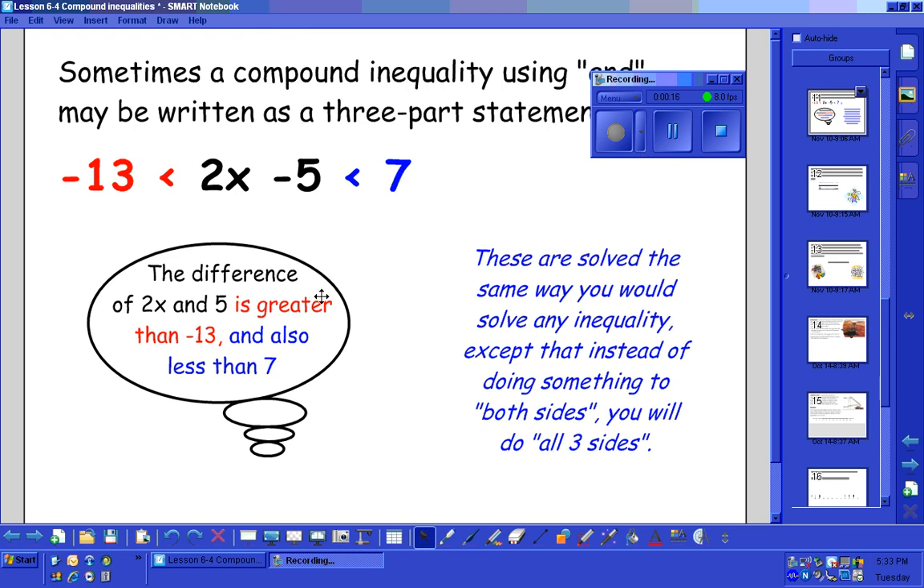This could also be read, the difference of 2x and 5 is greater than negative 13 and also less than 7. You solve these just like any other inequality, just like any other equation. The only difference is instead of having two sides, you have all three sides.